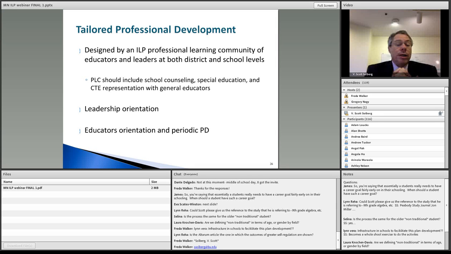But we also need some professional development at the leadership level, so understanding why this is happening. Funding is scarce. There's a lot of initiatives going on. We need leadership to be able to see that the ILP is not really another initiative. It's actually something that ties together everything that everyone's been working towards.